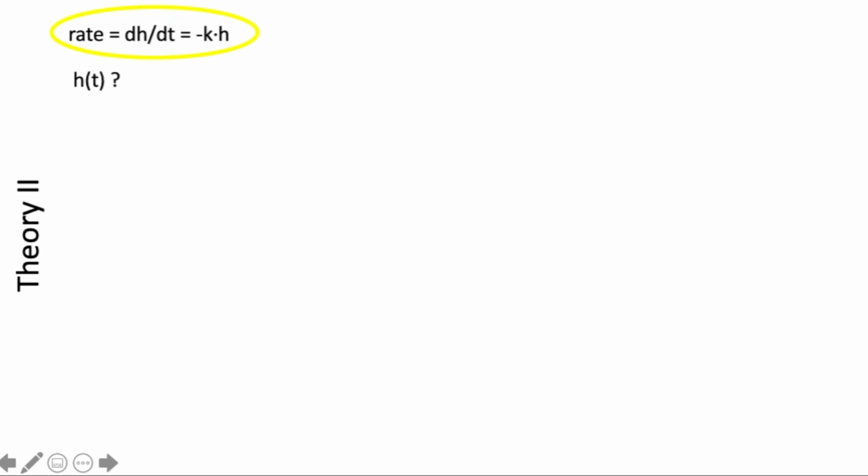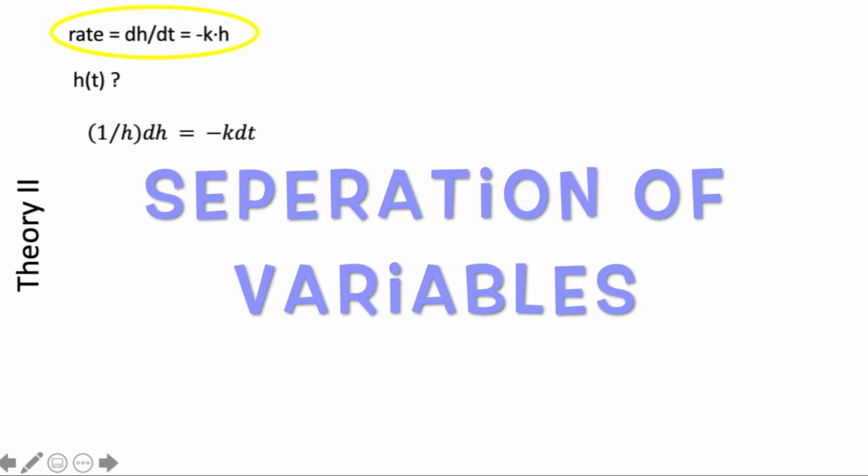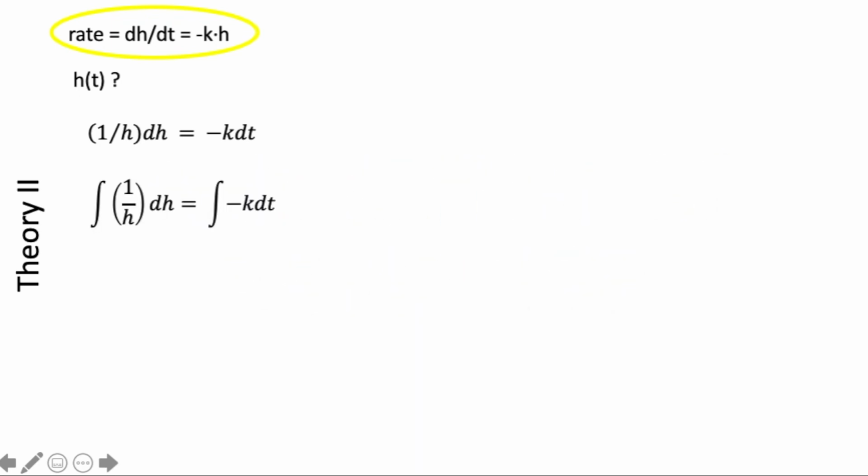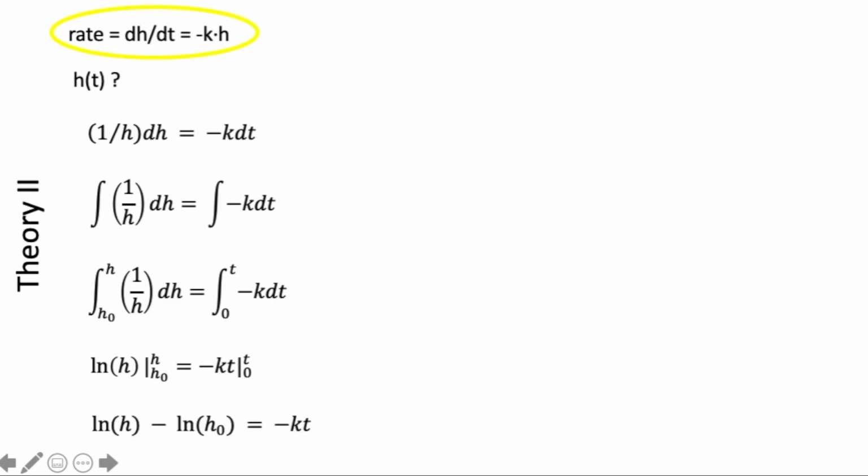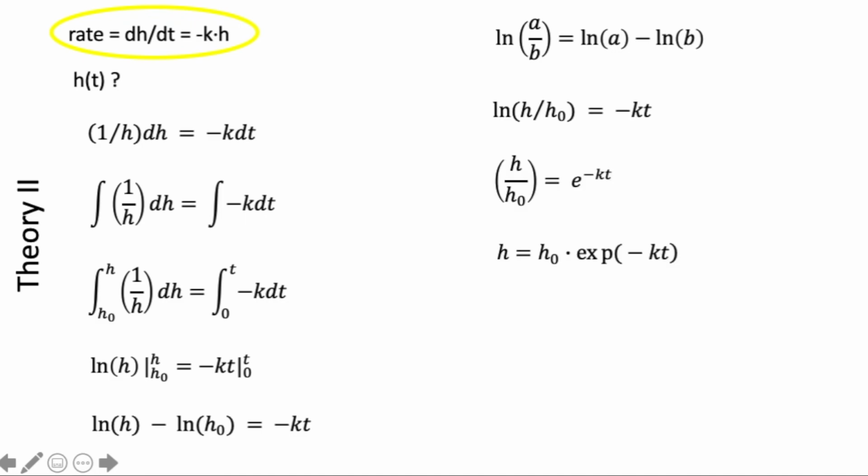To do so, let's get everything involving height on one side of the equal sign and everything involving time on the other side. This is called separation of variables. We can then just integrate each side. To connect to physical reality, we apply the limits of integration. The height is h naught at the initial time t equals 0 and h at the final time. Solving the integral and substituting the limits of integration yields this form. Next, we apply this expression from algebra. A little rearranging produces the form we seek, the height of the column of water as a function of time.